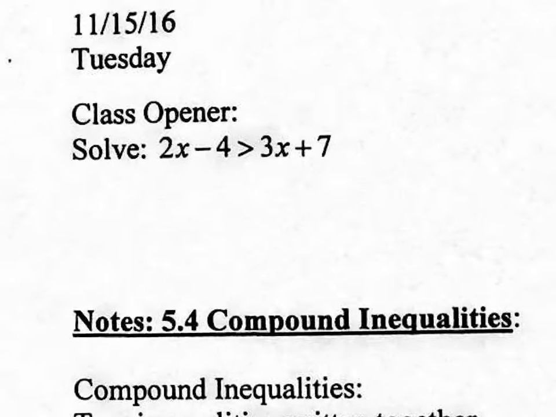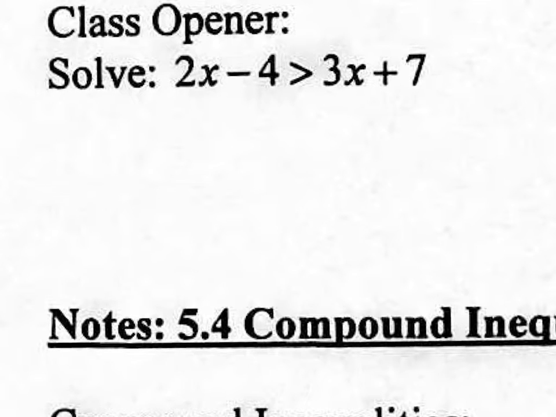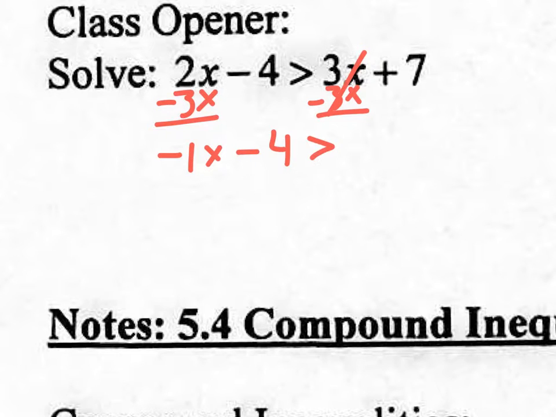So, on the class opener, you want to solve this inequality? Let's get x by itself on one side. You have x's on both sides, so let's get rid of one of them. I'm going to subtract the 3x to get rid of it, and what I do to one side, I do to the other side. So I will have a negative 1x minus 4 is greater than, and I bring down the positive 7 right there.